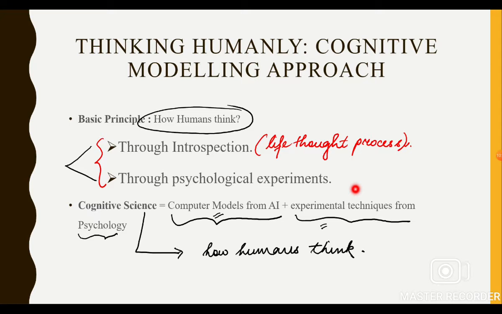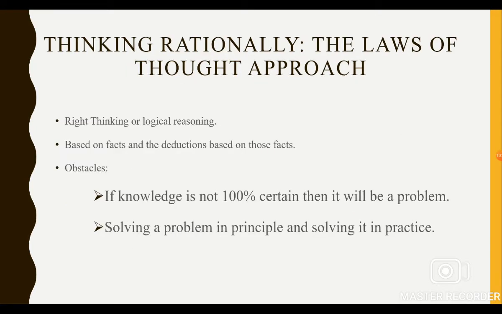The third block that we will be discussing is thinking rationally, or the laws of thought approach. Up till now we have been discussing the human performance centric approach: how humans think and how humans act. For acting like a human, we should go for the Turing test approach, and for thinking like a human, we can use our own introspection as well as psychological experiments.